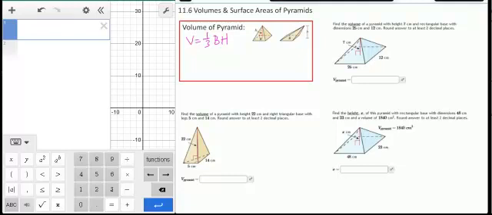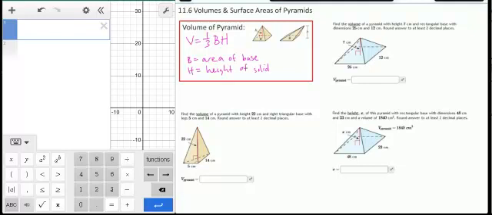All right. So the volume of a pyramid is given by the formula V equals 1/3 capital B capital H. Those letters still represent the same thing. It's the area of a base, whatever that area formula is for the base shape. And the capital H is the height of the solid for that.